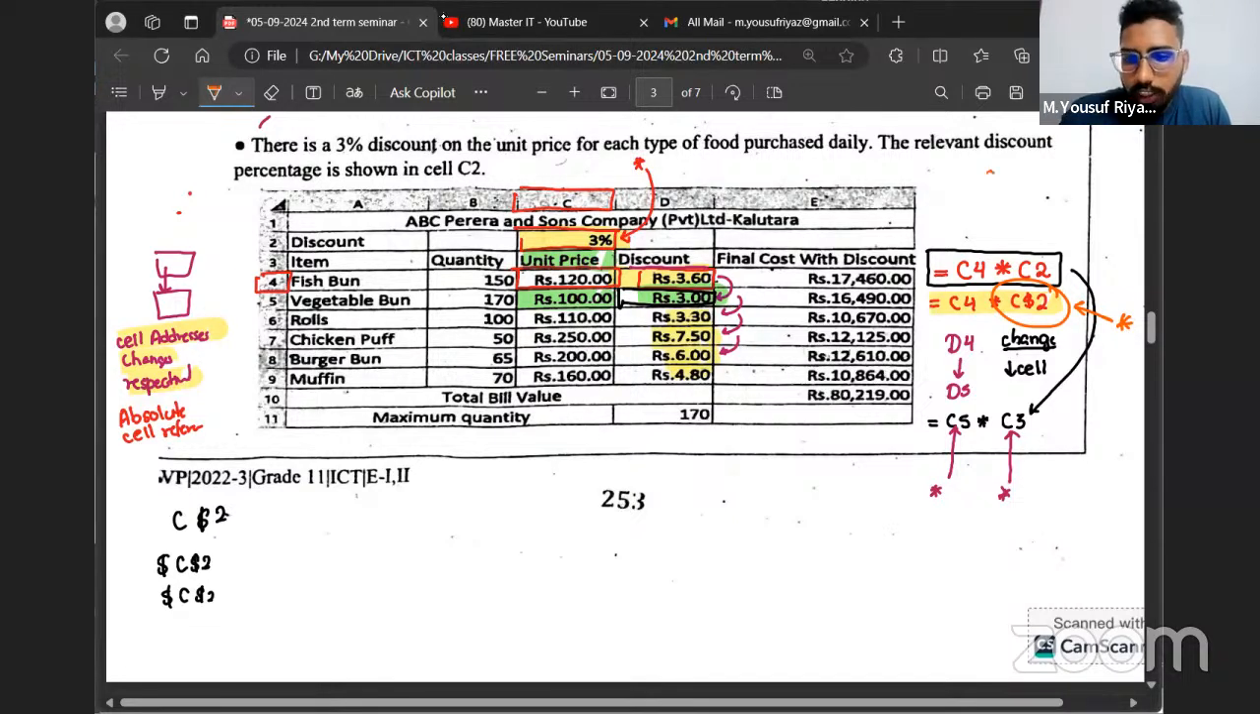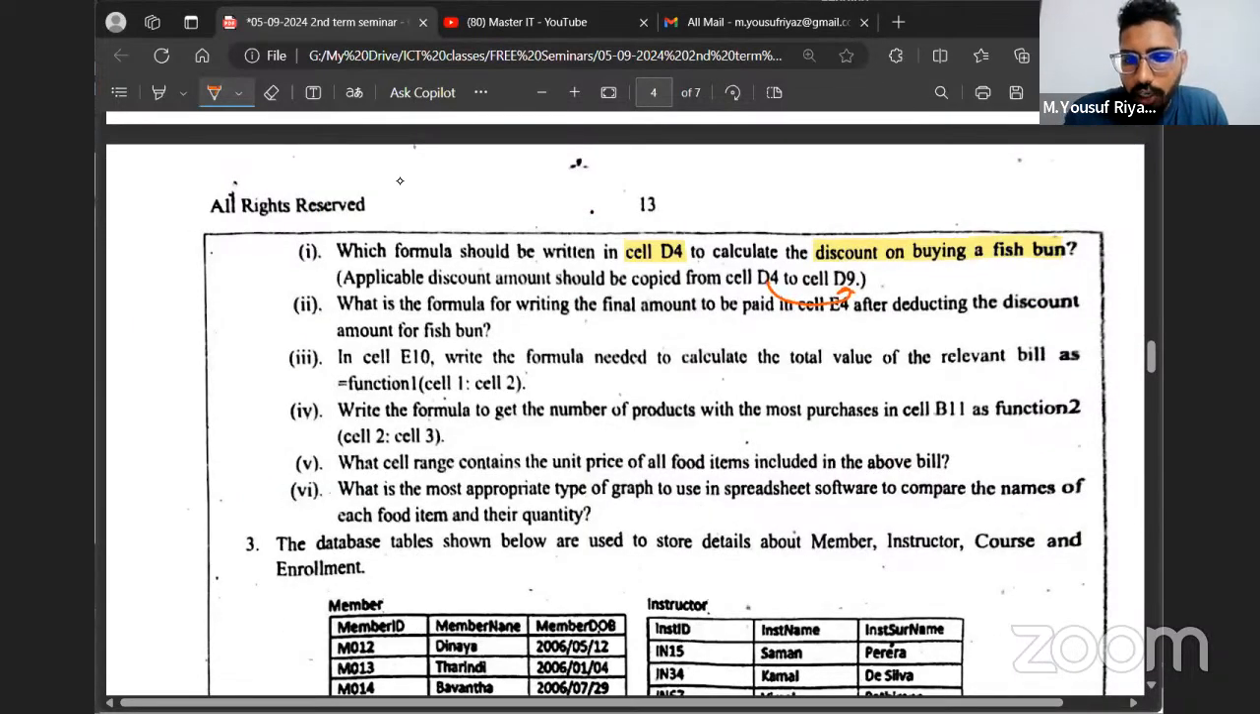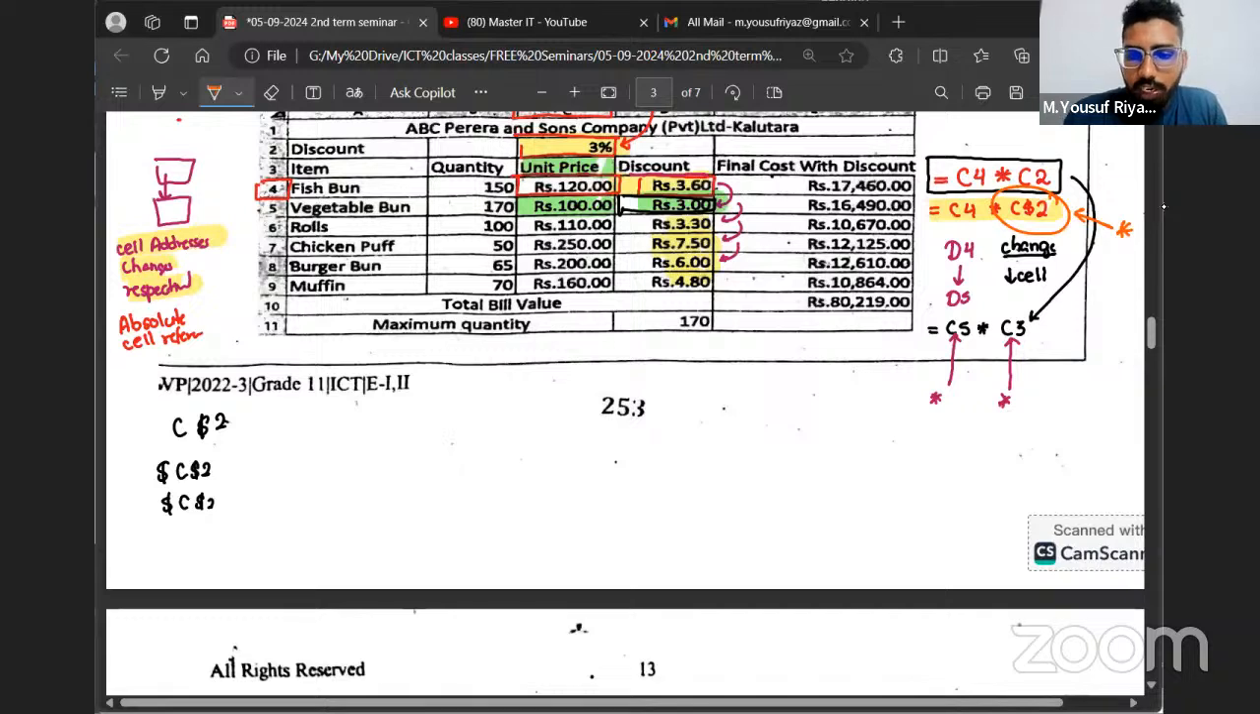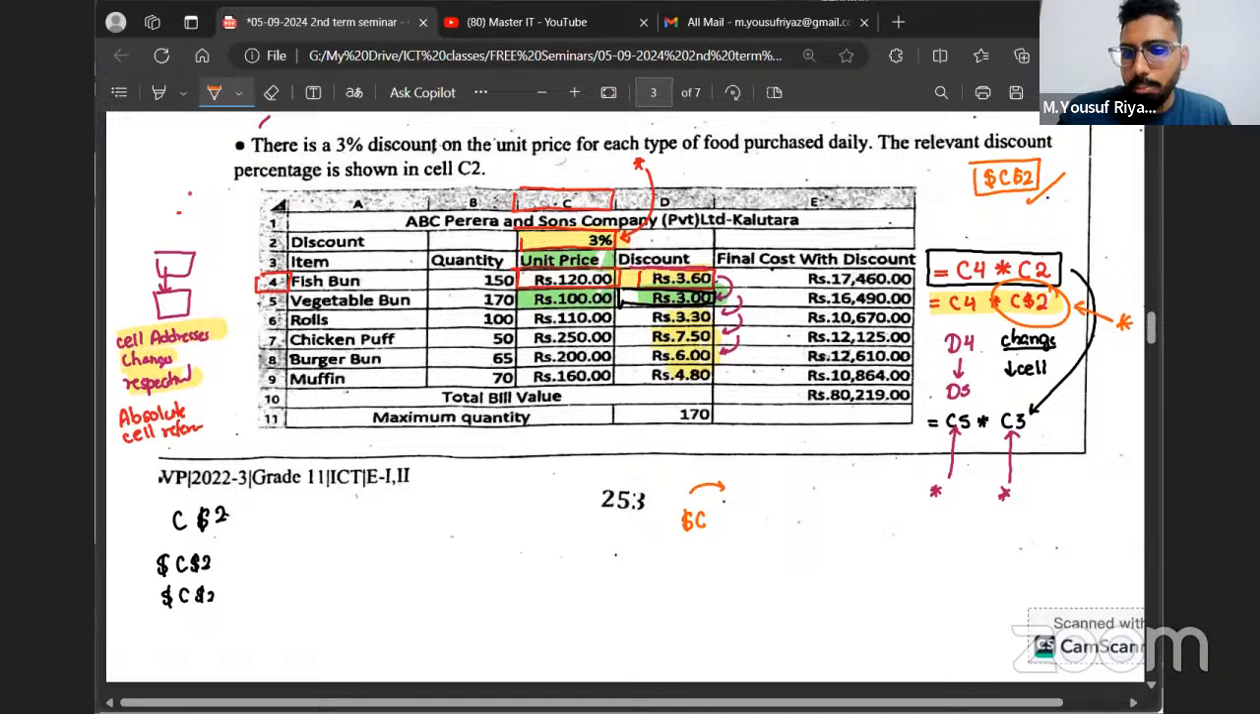If you want, you can write $C$2 as well, but it is not a requirement. Because the question says we are going to copy it from D4 to D9 only, only the cell row number changes. Only if we were jumping columns would it be a problem, but in our scenario, we are not jumping columns. If you were jumping columns, you could keep it as $C as well. It's correct, not wrong, but not a requirement.